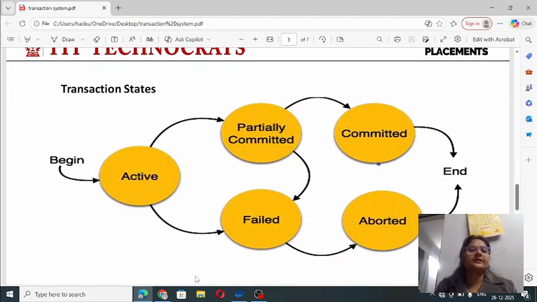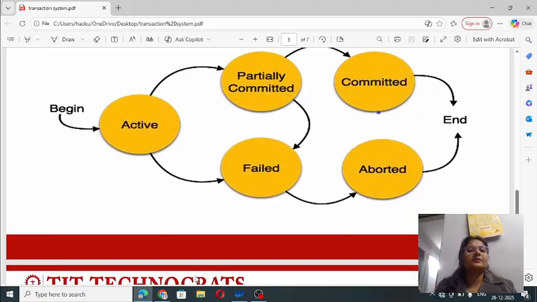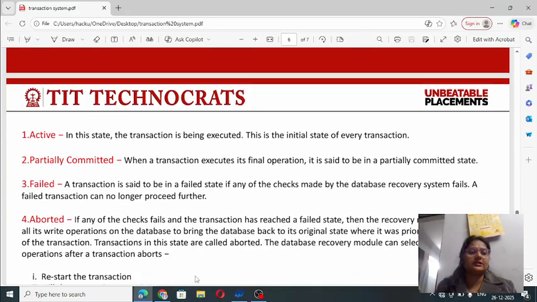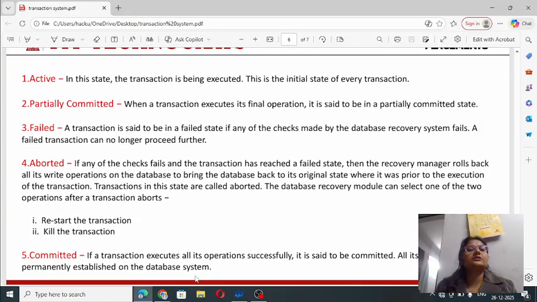Now, we explain the transaction states. The transaction states are a five-stage process: active, partially committed, failed, aborted, and committed. If any user uses a transaction, it follows the five stages, and then the transaction either succeeds or fails. What is the next thing? The first one is the active state. In this stage, the operations begin to be executed. This is the initial state of every transaction.